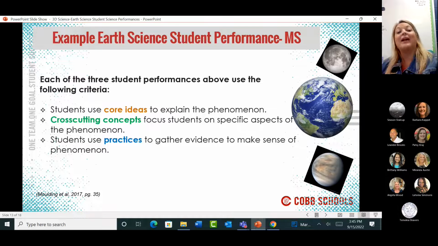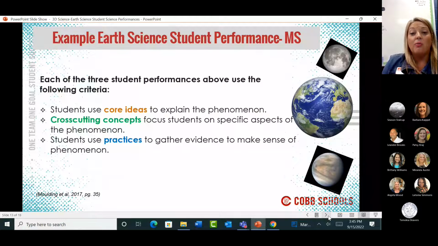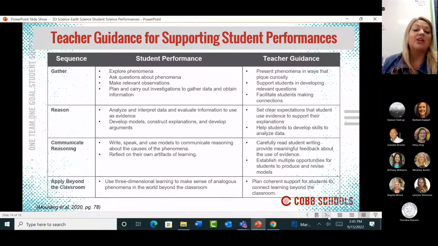And this is an example right out of Molding's book, Science is Phenomenal. Now, before I jump to sharing all of my secrets, how can we support student science performances? So in this table, you can see the information.